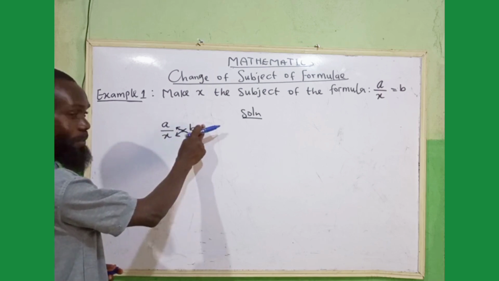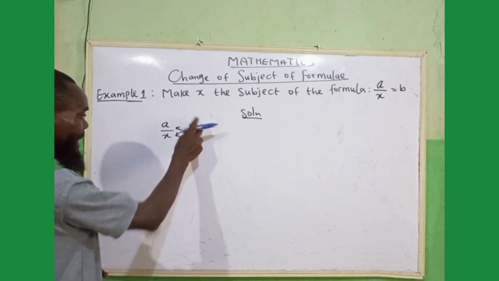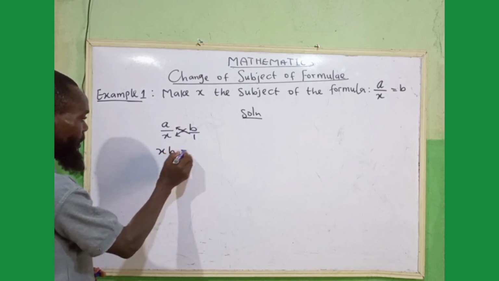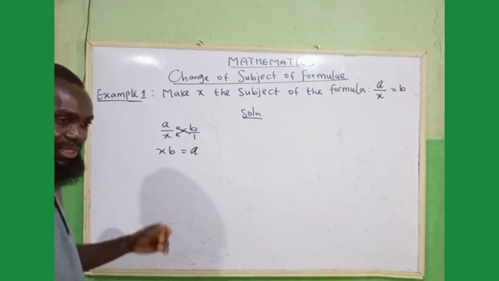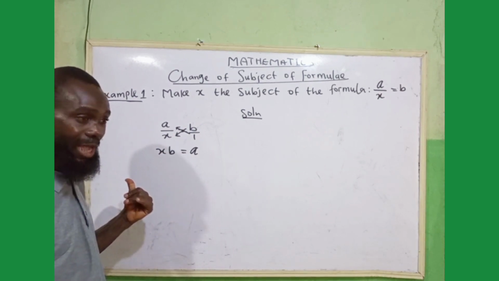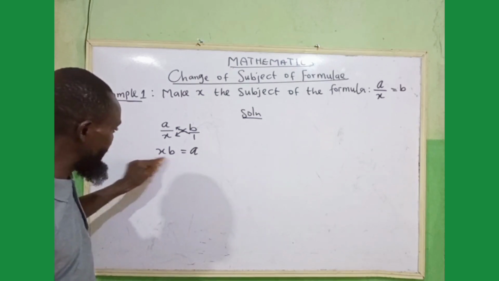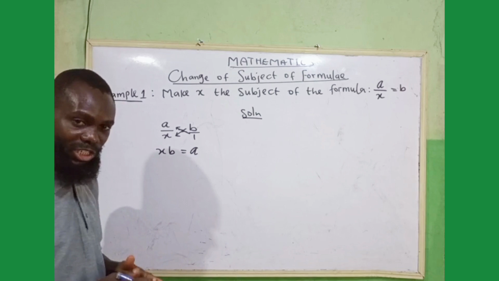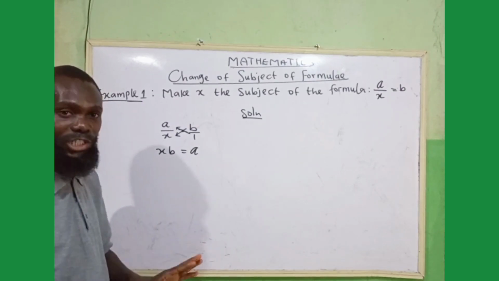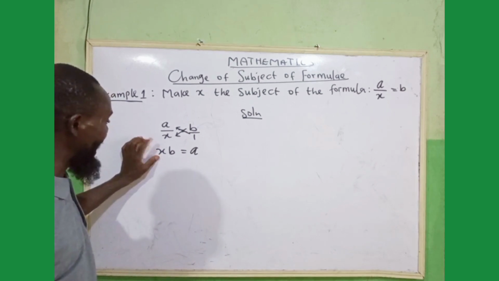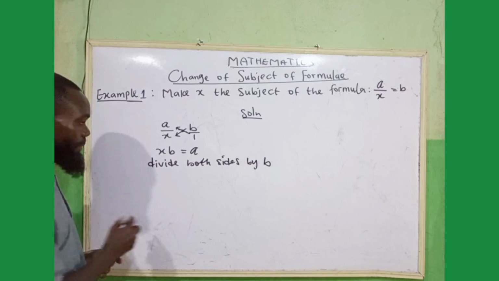So x will multiply b. Since x is the unknown, let's put it on the left hand side. X times b, we have xb is equal to a times 1, we have a. From our previous classes, x and b are joined together by multiplication. To separate them, you have to use the opposite of multiplication, which is division. So since I'm looking for x, I have to divide both sides by b.